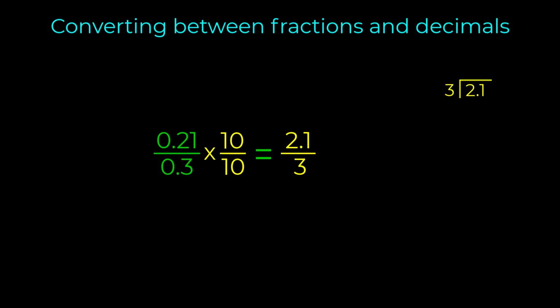Use long division again and make sure to keep track of the decimal point. 3 does not go into 2, so put a 0 in the ones place. Then add the decimal point. 3 goes into 21 7 times. 7 times 3 is 21. 21 minus 21 is 0. We are done. The answer is 0.7.